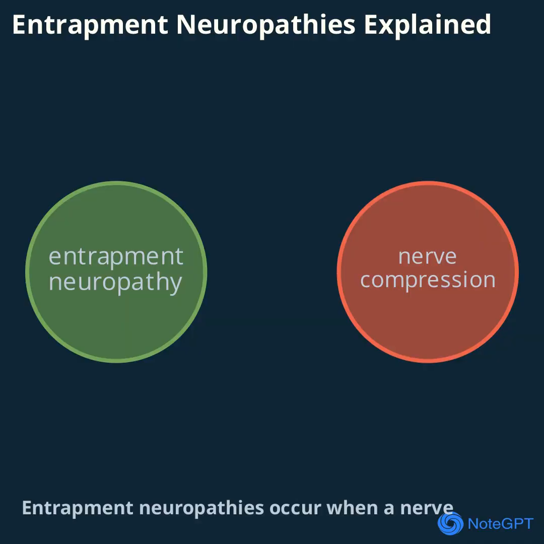Entrapment neuropathies occur when a nerve is compressed in a narrow anatomical space. In diabetes, nerves are more vulnerable to pressure due to changes in connective tissue and pre-existing nerve damage. Common sites include the wrist, elbow, and lower limbs. Symptoms can range from pain and numbness to muscle weakness. Early recognition and management can prevent permanent damage and improve quality of life. Let's explore the most frequent entrapment neuropathies in diabetes.